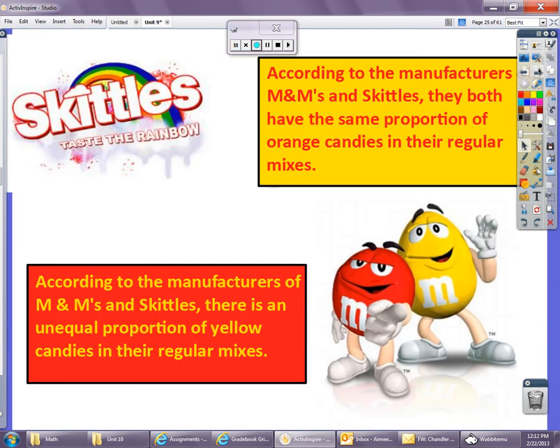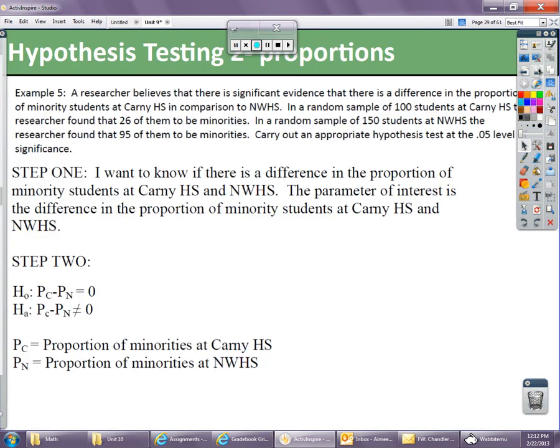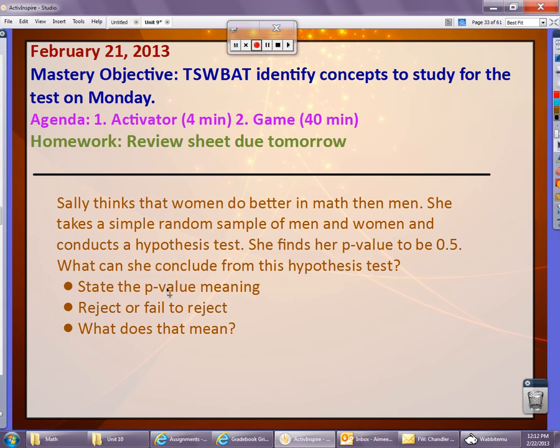We did our Skittles activity, but it wasn't until a couple of days later that we went through, and this is where I was looking at the conclusion, and this was yesterday on Thursday the 21st. So we looked at the conclusion.